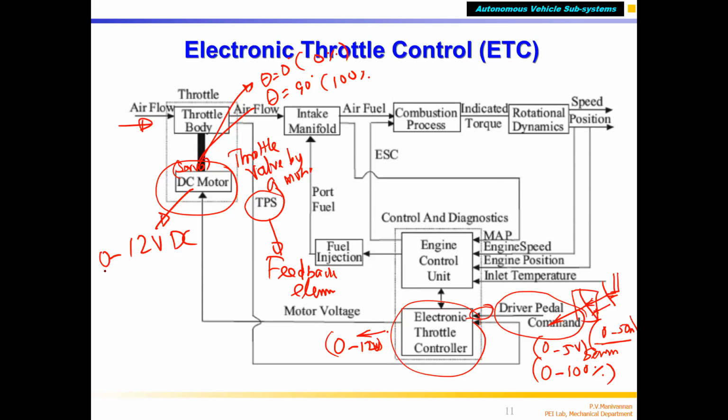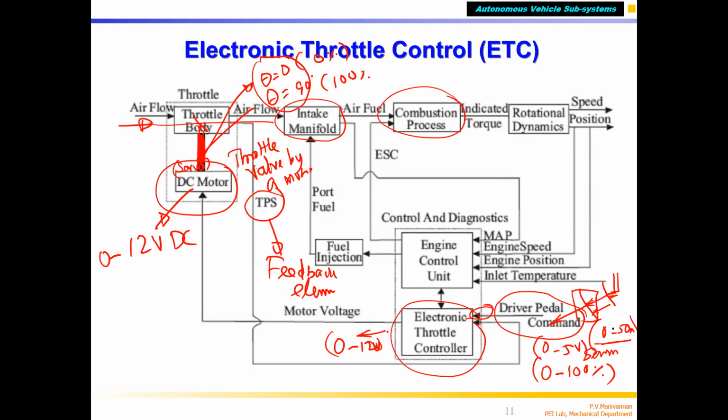For the DC servo motor, with 0 to 12 volts, it will move 0 to 90 degrees because it is physically connected. You can see that there's a shaft through the throttle body, connected to the throttle body, opening 0 to 90 degrees. So when it opens, accordingly the amount of air going through the throttle and the intake manifold into the cylinder varies. That's what we want: to control the throttle.